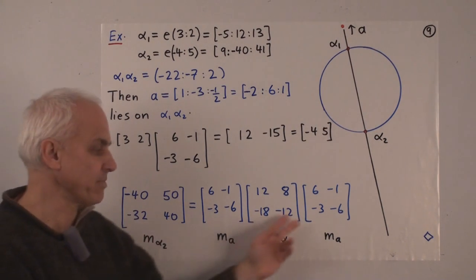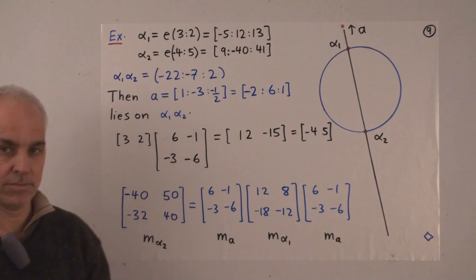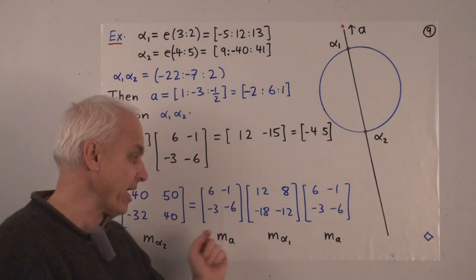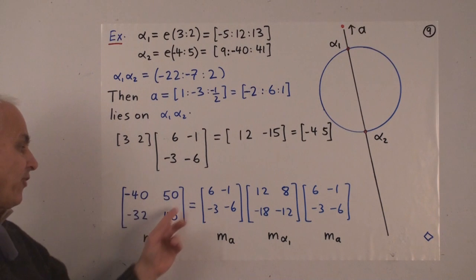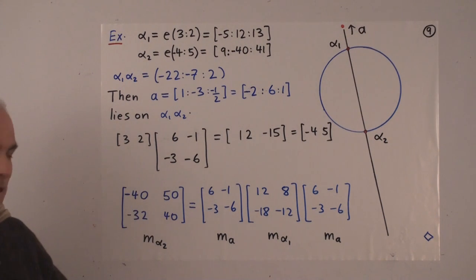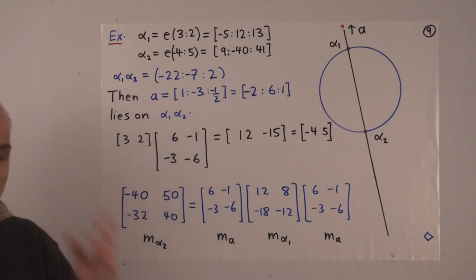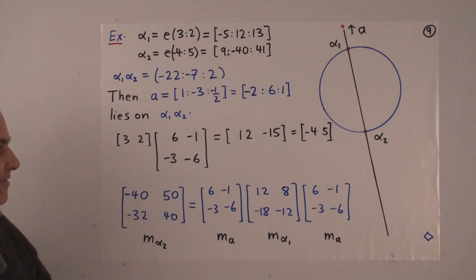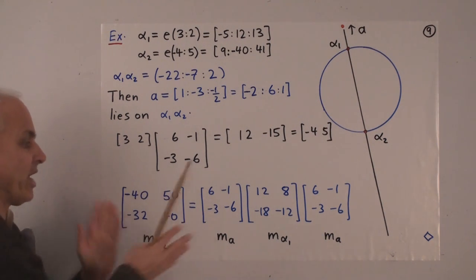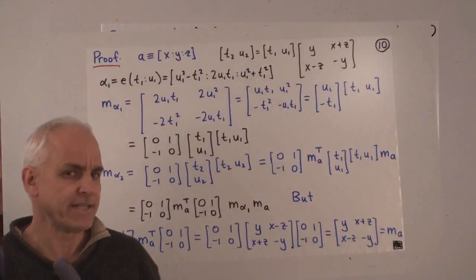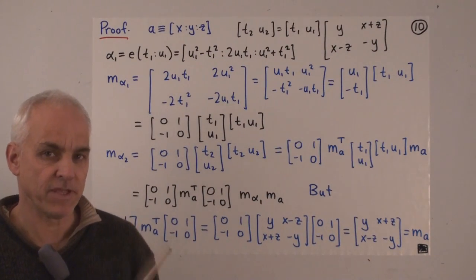And you can check that when you do this multiplication, this is true. In fact, if you do the matrix multiplication, you'll see that the right-hand side gives you minus this matrix. But minus this matrix is the same as this matrix because we're only in the projective setting. Multiplying by scalars doesn't change things. So that's an illustration of this reflection matrix conjugation theorem. So let's now make the computation to prove this theorem.